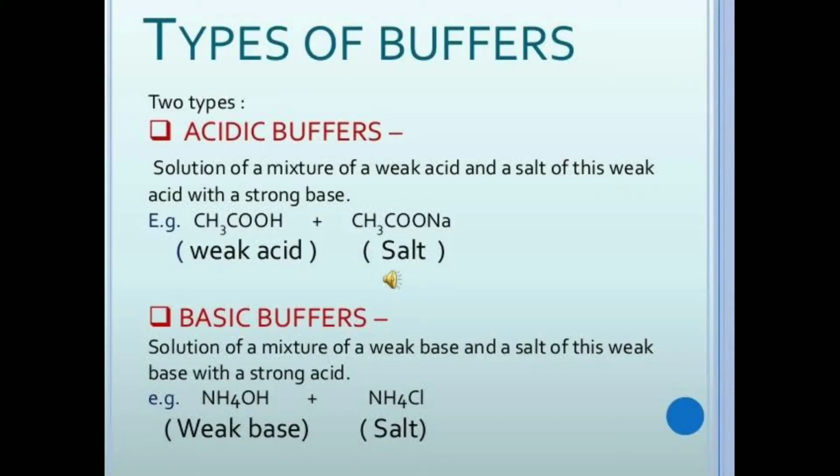The second type of buffer solution is the basic buffer solution. A basic buffer solution is defined as a solution containing a weak base and a soluble ionic salt of the weak base with a strong acid. For example, a solution containing a weak base such as NH4OH and its salt NH4Cl is a basic buffer solution. It is prepared by adding comparable molar amounts of NH4OH and NH4Cl in water.